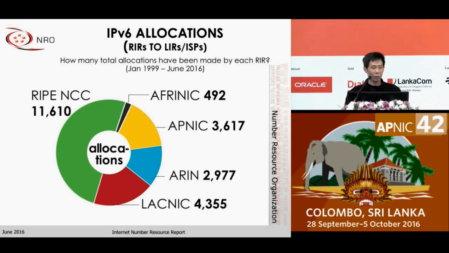This chart shows the total IPv6 allocations in each RIR. You can see RIPE NCC has made over 11,000 IPv6 allocations, which is more than any other region. APNIC also made over 3,600 IPv6 allocations so far.